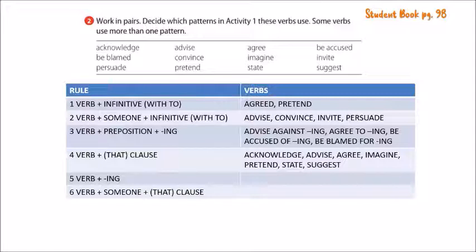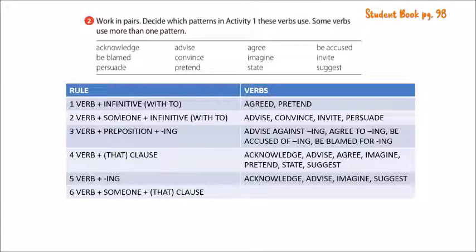Okay, now verb plus ing. So that would be also acknowledge, advise, imagine, and suggest. I acknowledge having the best grades. I advised eating healthy for a month. I imagine carrying a baby. I suggest having lunch before 3 p.m.